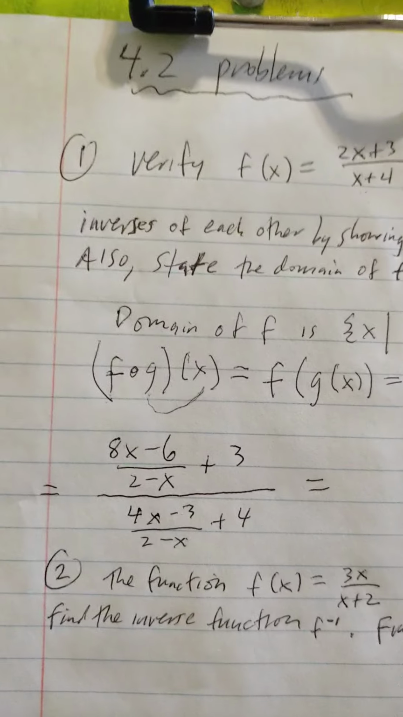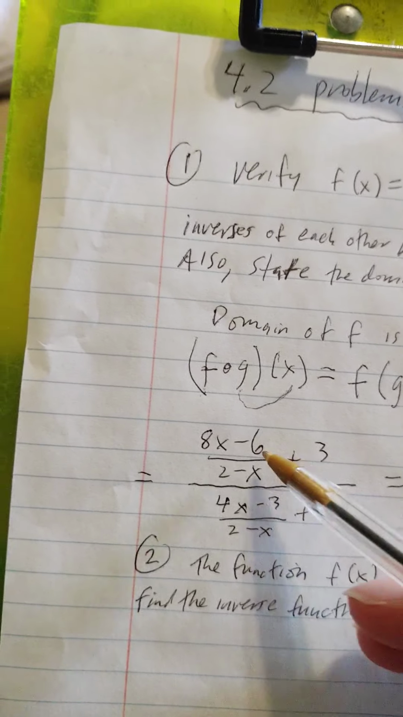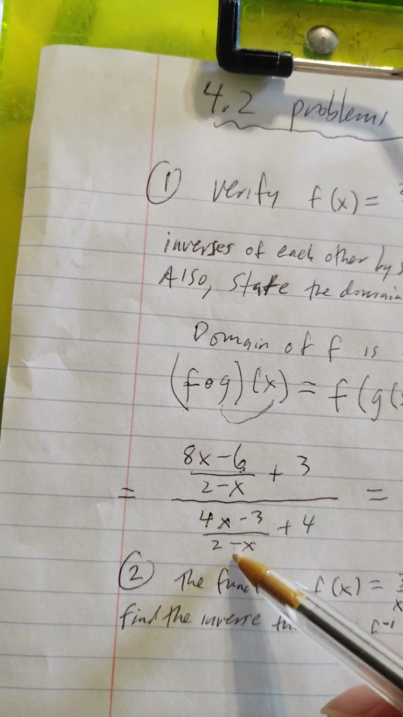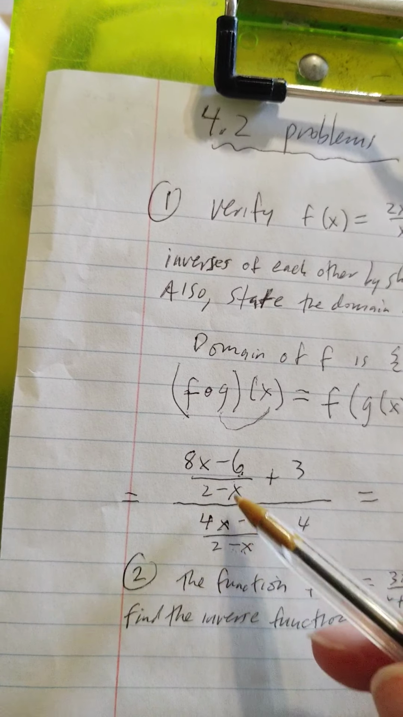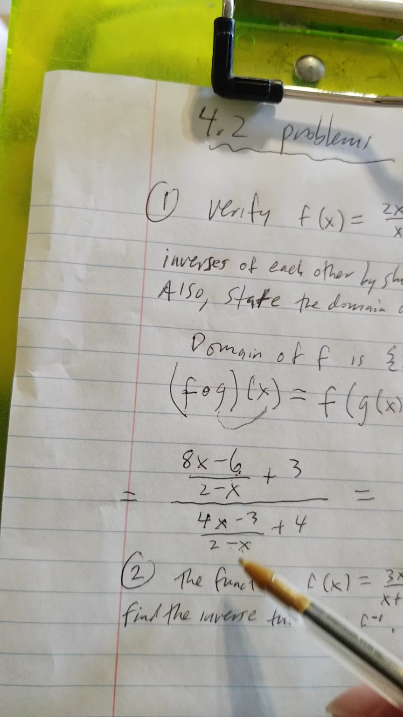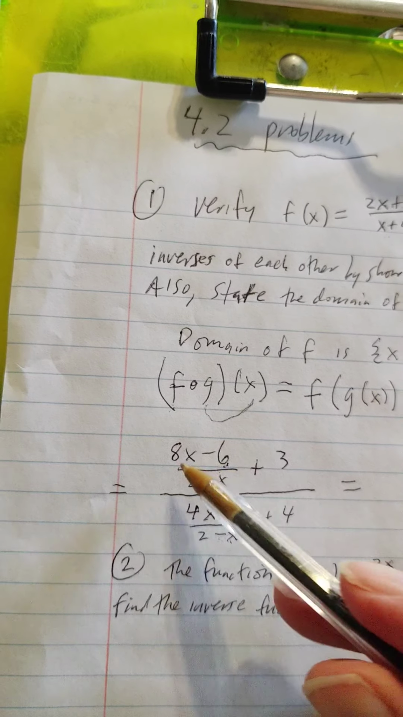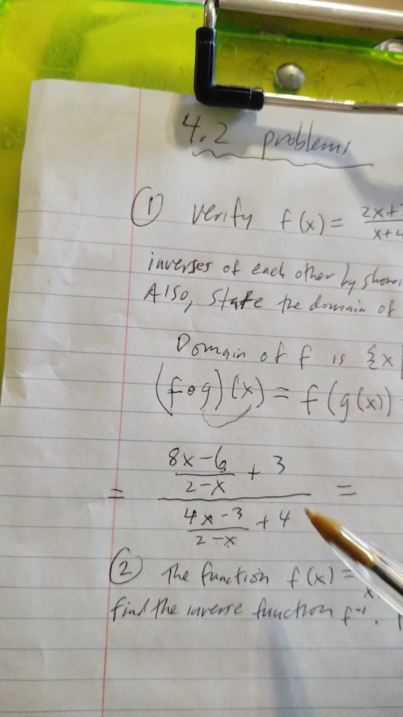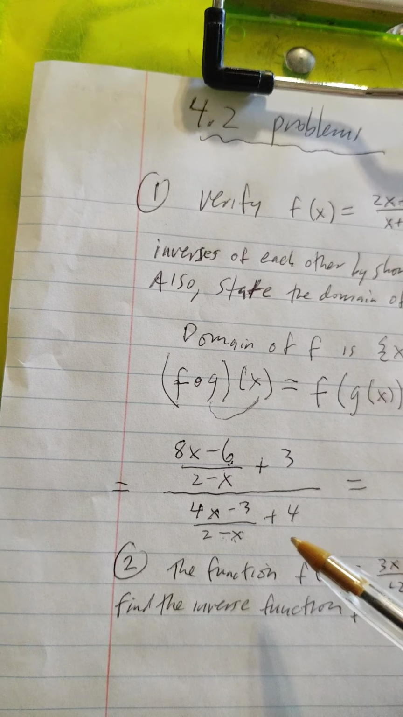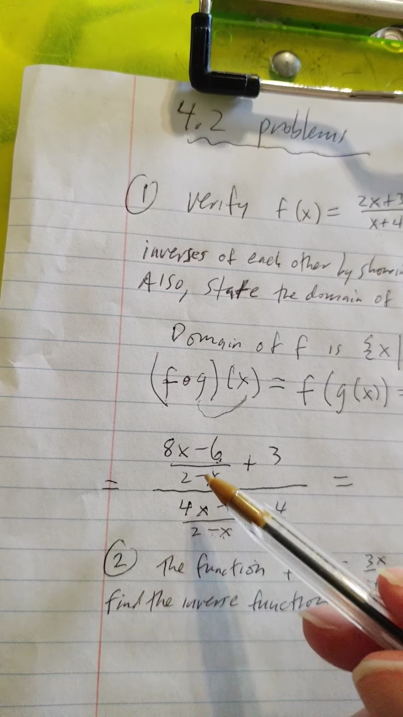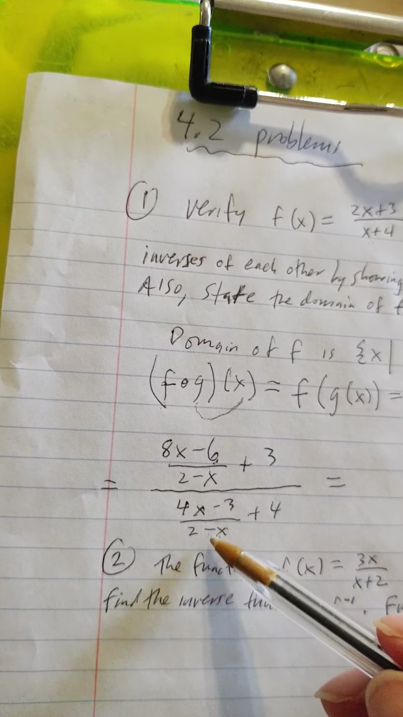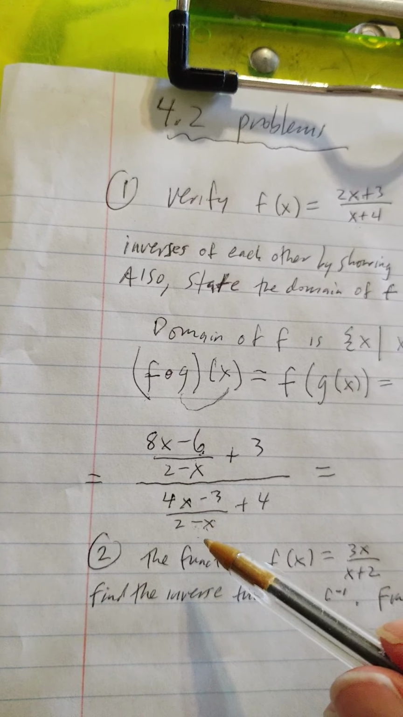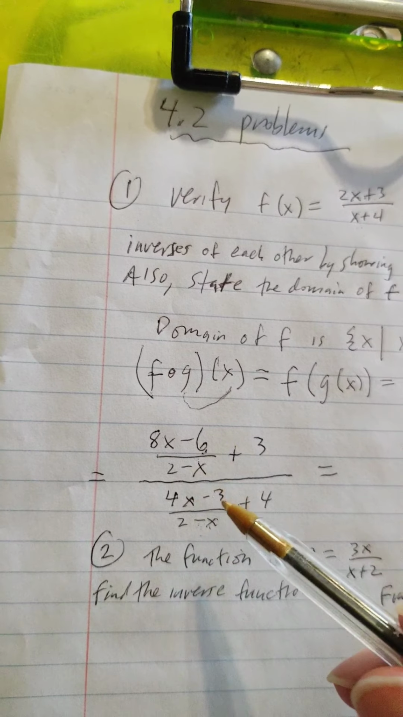This is called a compound fraction because my numerator has a fraction, my denominator's got a fraction. So luckily the denominators are the same. So this is going to be easier than if these denominators were different. All I'm going to do is multiply this whole numerator and the whole denominator by 2 minus x over 2 minus x. Because isn't that the LCD of these denominators? What's the least common denominator of 2 minus x and 2 minus x? 2 minus x.